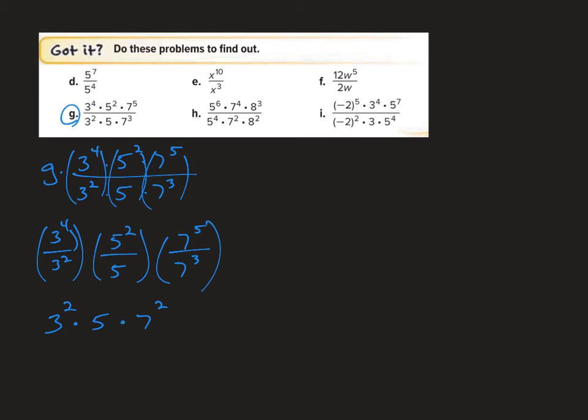I'm multiplying all these, so I need to put my multiplication dot between each. And now I continue to simplify. 3 squared equals 9 times 5 times 7 squared is 49. And now I just multiply straight across. 9 times 5 is 45. And 45 times 49 equals 2,205.